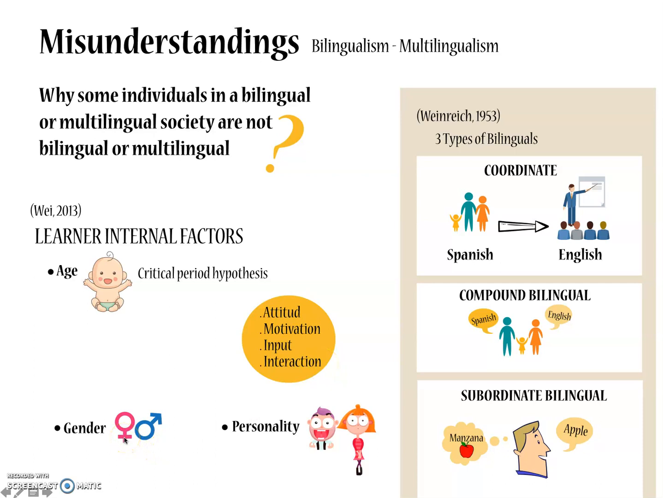Gender, as a sociocultural effect, is closely related to the different roles of girls and boys, or women and men, in a society. And personality intervenes in the relative success or failure in second language learning, since outgoing people tend to acquire the language better than shy people.